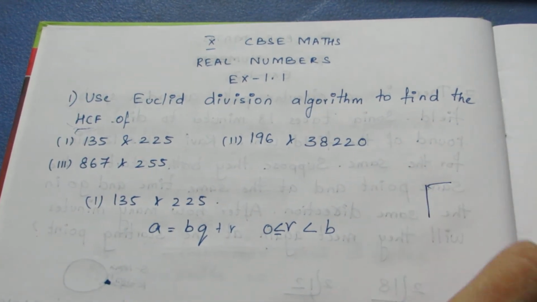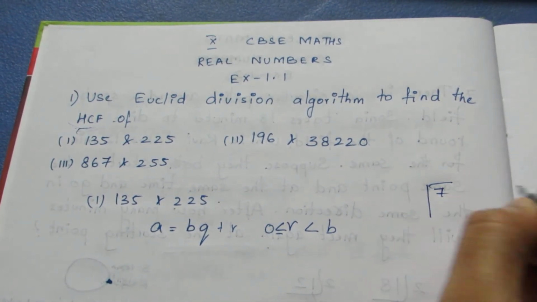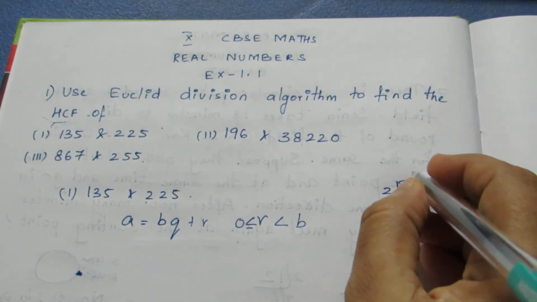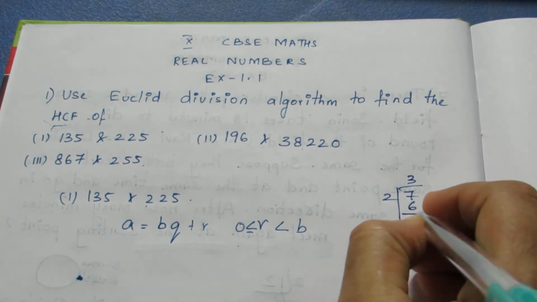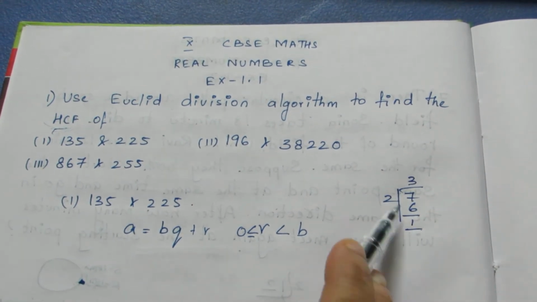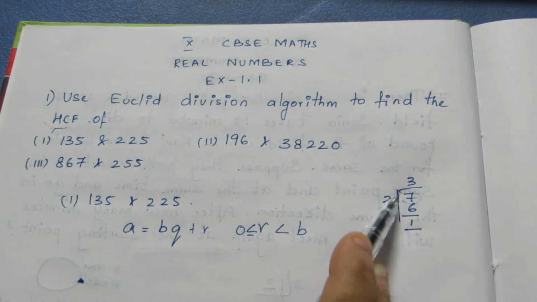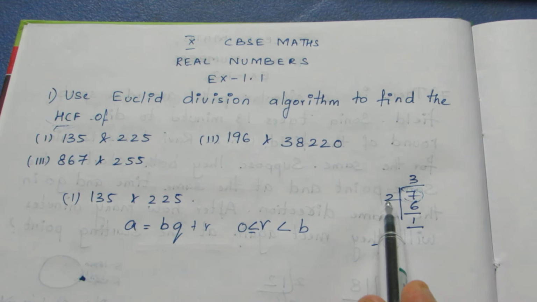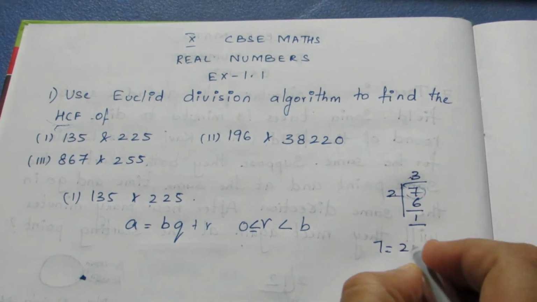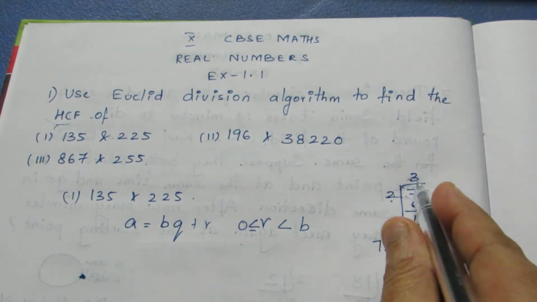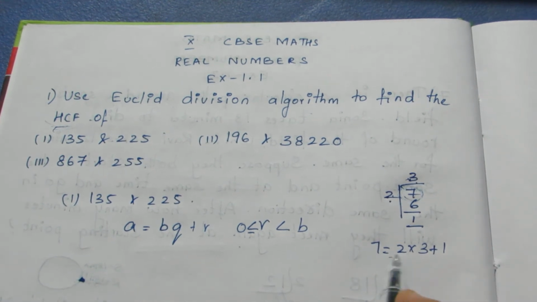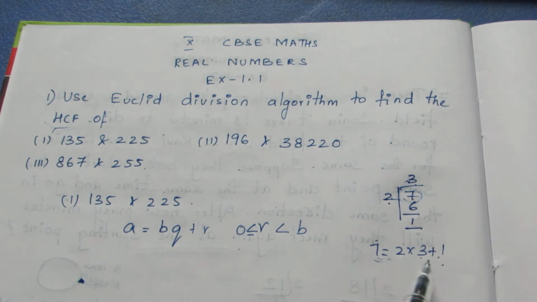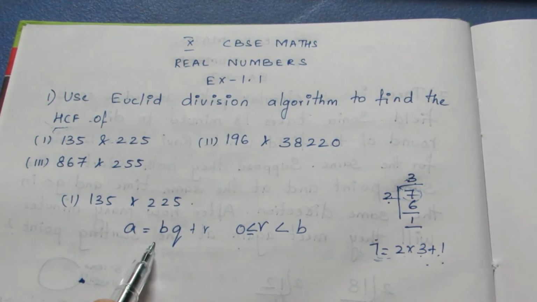Okay, I'll give you one example now. I'm going to divide 7 by 2. 2 3s are 6, my remainder will be 1. We used to check the dividend. That is, dividend is equal to divisor into quotient plus remainder, that is 2 into 3 plus 1. If you multiply and add, you will get your 7. This is the method we used to check. The same method we are going to apply here.